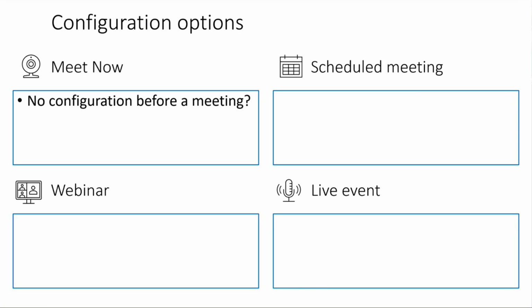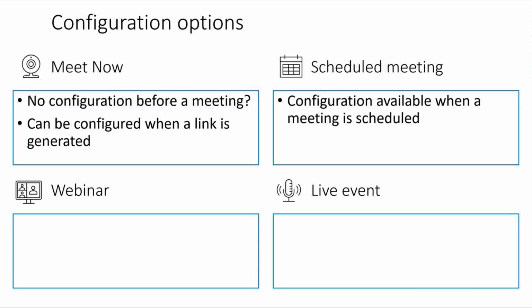Yeah, so that's about Meet Now. There's no configuration, but at the same time you can configure it before it starts. So just keep it in mind. For a scheduled meeting, configuration is available only when a meeting is scheduled. You can't configure a meeting before you send the invitation to your users, and there must be at least one attendee to configure. If you save only with yourself, you can't configure this meeting.